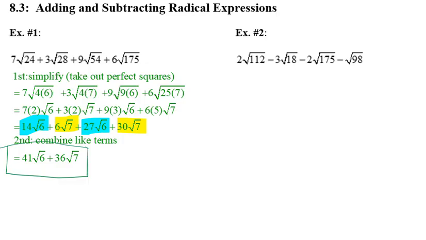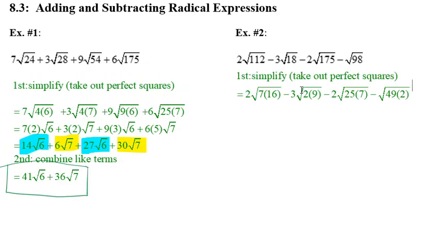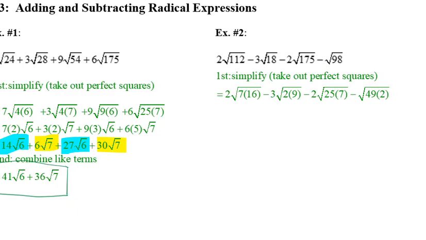So similarly with the second one, we're going to start by taking out perfect squares. So from 112, we can take out 16. That one might be a little less obvious, so maybe we should do that one off to the side here. 112, I'm just going to do the factor tree here.